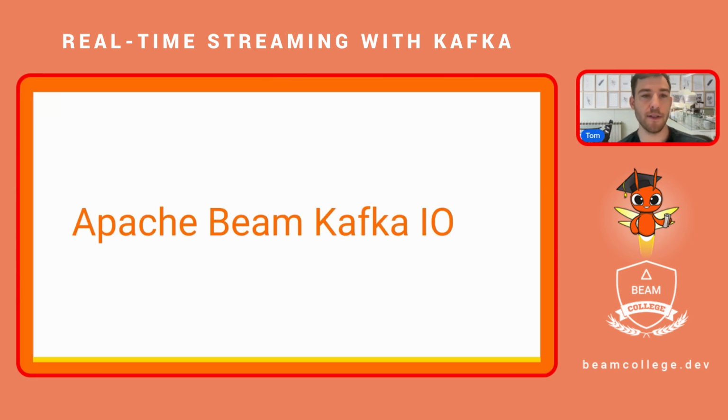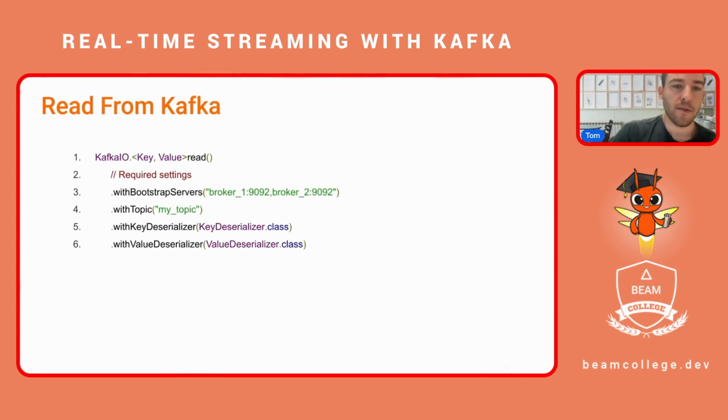We'll now transition to discussing how to integrate Kafka with your Apache Beam pipelines. Here we see the basic code snippet for reading from Kafka. We start with Kafka I/O read, then we set the required configurations, the bootstrap servers, the topic, and we must provide the key deserializer and value deserializer classes. This sets up our Beam pipeline to consume data from the specified Kafka topic. Note that a list of topics may be specified via the plural with topics config instead.